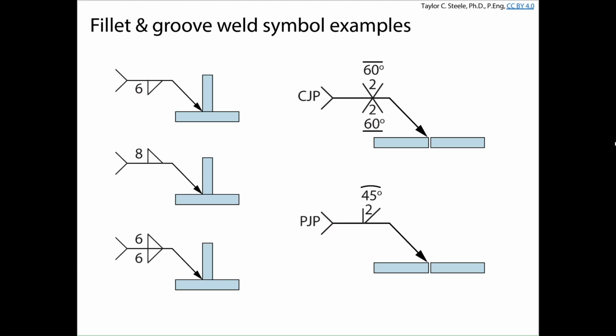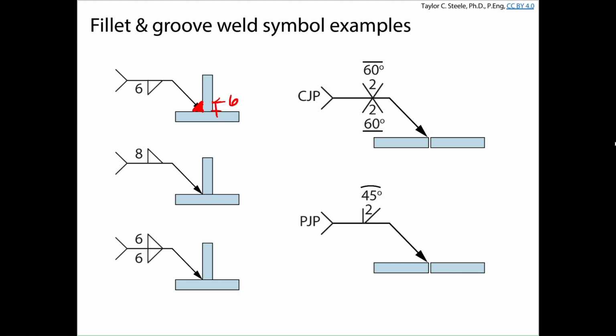6 denotes the size of the fillet weld, and the triangle is actually on the bottom side of that line, which denotes that the weld is on this side of the arrow. What it means is I'm going to take my electrode, I'm going to make a 6 millimeter weld on that side only. I'm going to come in here, make a weld like this, and that leg size is 6 millimeters.